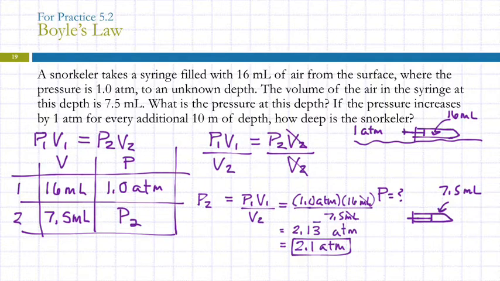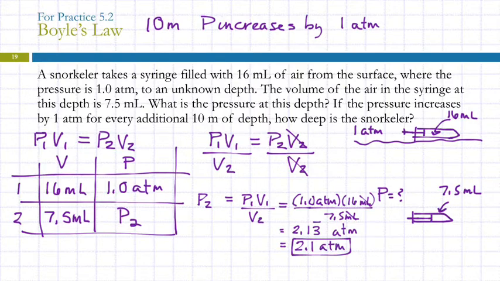So the second question, how deep is the snorkeler? Okay, this one requires a little more thought. Well, what did we learn? Every 10 meters, the pressure increases by 1 atmosphere. So at 10 meters, the pressure is 2 atmospheres, right? So this is 2.1 atmospheres. It's a little more than 10 meters, right?